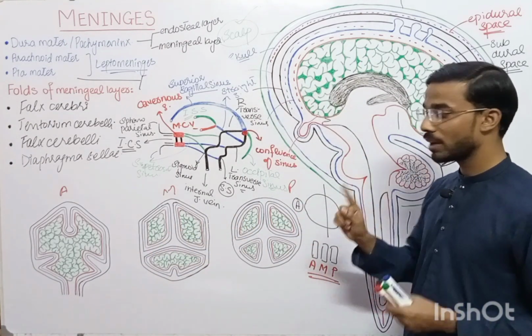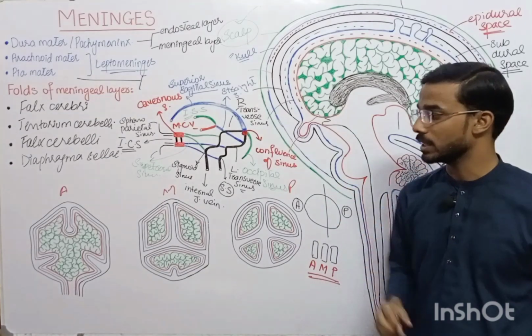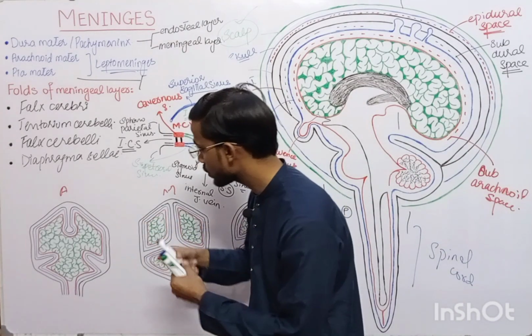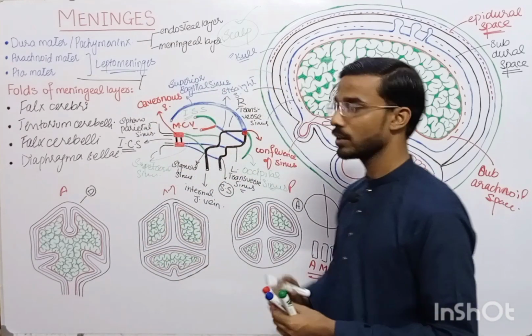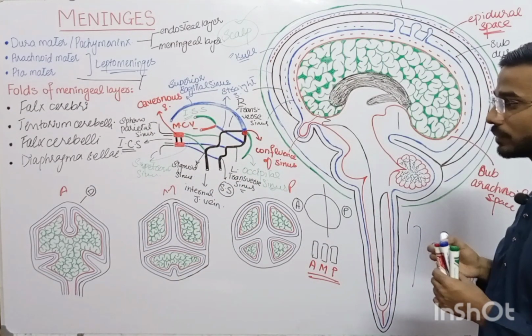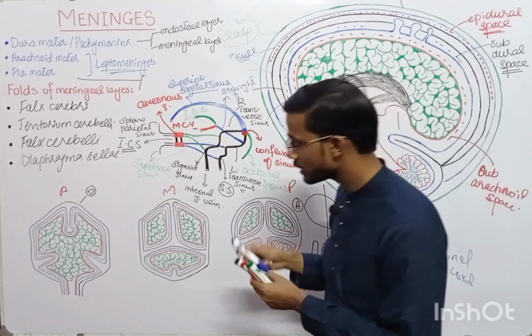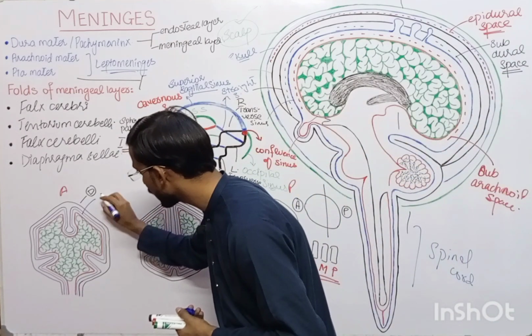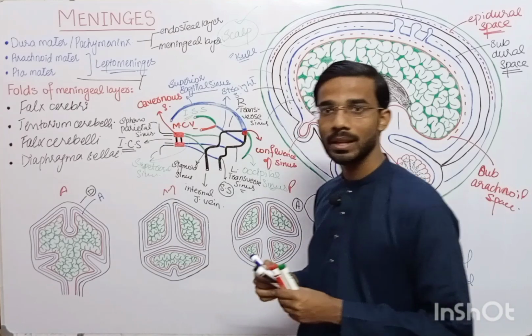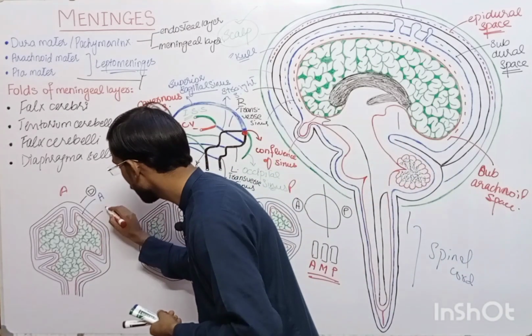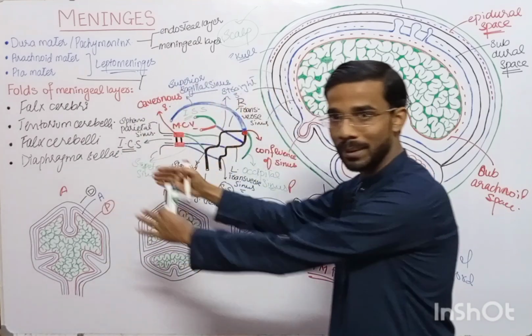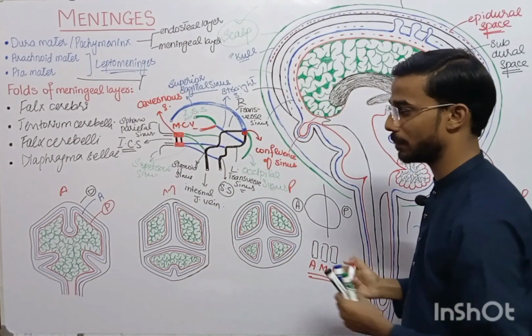So first of all, we count the three layers of the meninges. The outermost is the dura mater, which is shown by the black color. Next, shown by the blue color, is the arachnoid mater, and last, shown by the red color, is the pia mater. So dura mater, arachnoid mater and pia mater.